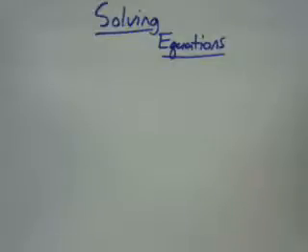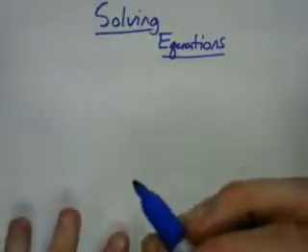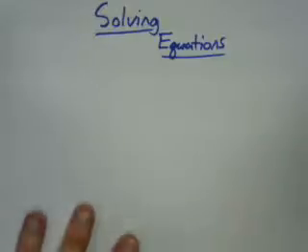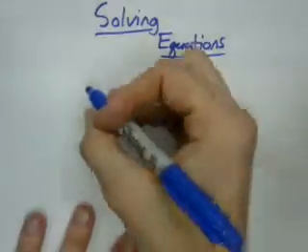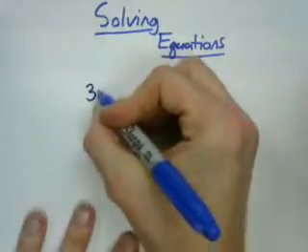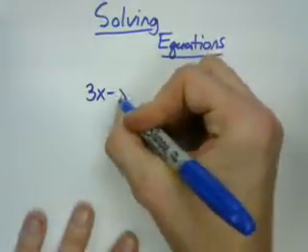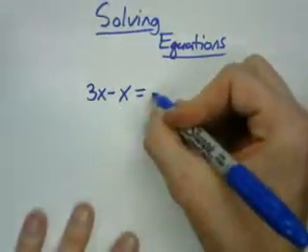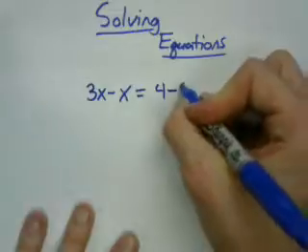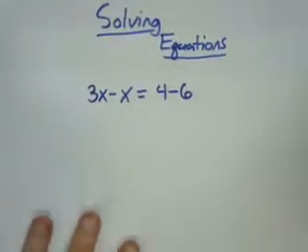So here, let's start off with an equation, so it has an equal sign. I know equations have equal signs, but here, let's start off with one that has like terms on the same side. Okay? And first let me identify what I meant by that.